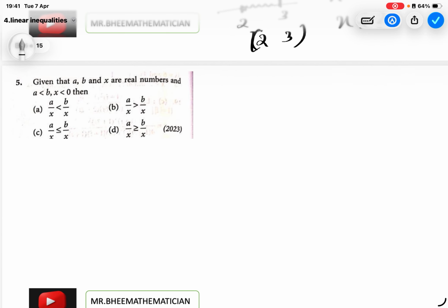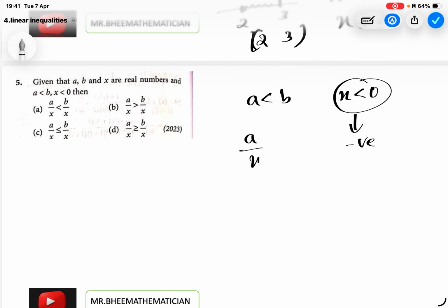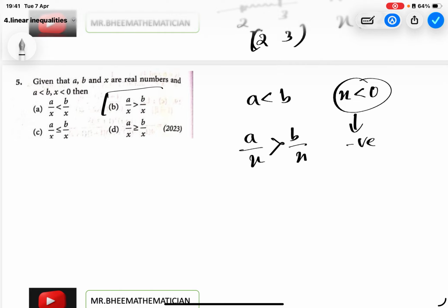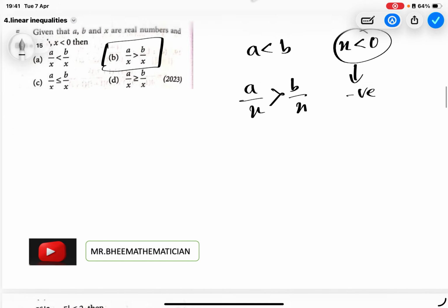Second question: given that a, b and x are real numbers, a is less than b and x is less than 0. x is less than 0, it means what? A negative number. Whenever you divide an inequality by a negative number, the inequality will be reversed. So which of the following is correct? This one is the correct.